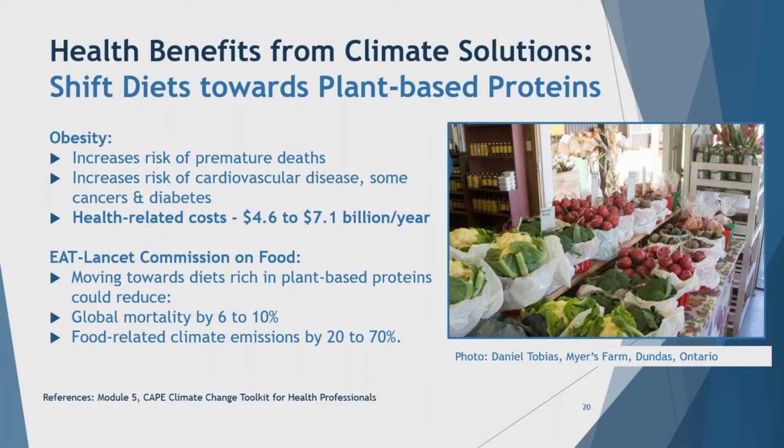So again, the journal The Lancet had a commission that was directed at food, and that commission came up with some recommendations. They said that if we were moving our diets towards plant-based proteins, reducing the amount of meat and red meat that we consume and increasing the amount of plant-based protein that we rely on, we could reduce global mortality by 6 to 10%, but we would also be reducing climate emissions related to food by 20 to 70%. So again, this is a nice overlap between the two.